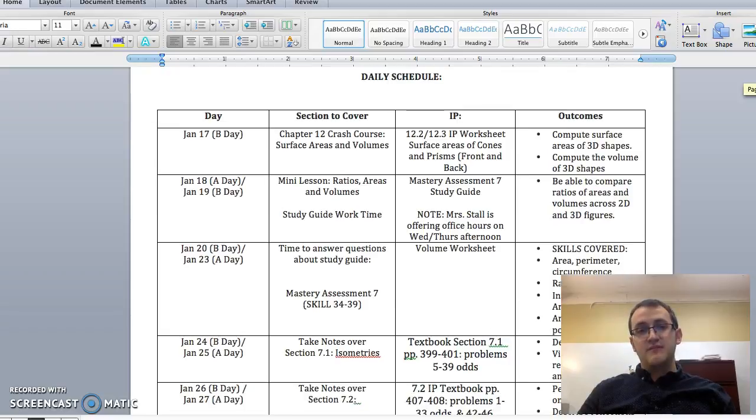So January 17th, tomorrow, I may be in if Alice is not here during B2 and B3. So I'll be going over that Chapter 12 crash course of surface areas and volumes. Now, looking back on that, that's a pretty meaty section. So if you are not finished with surface area, you'll finish surface area and the volume part for the next class. I'm just going to give you a surface area worksheet for tomorrow night to work on.